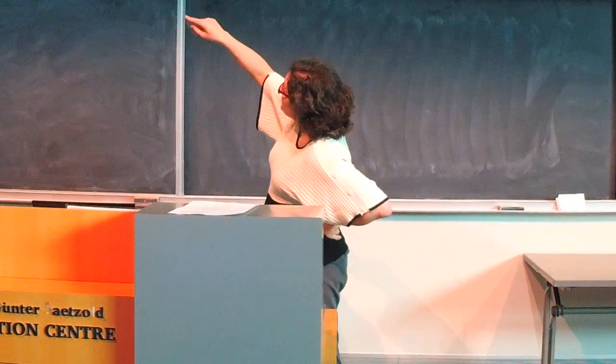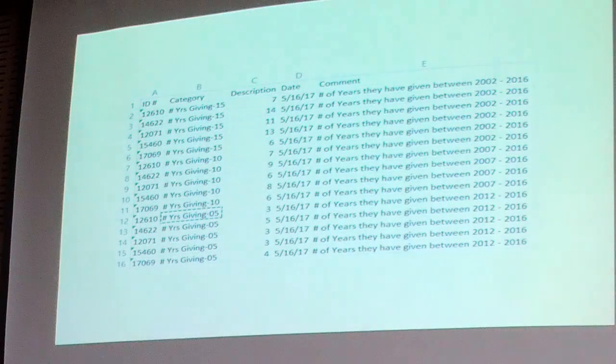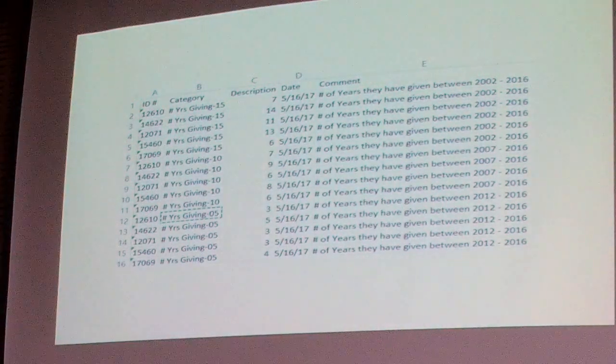So donor ID 12610, they've given 7 times out of the last 15 years, 7 times out of the last 10 years, and 3 times in the last 5 years. And I'm going to import this back as an attribute. So my category is called number of years given out of 5, out of 10, out of 15.